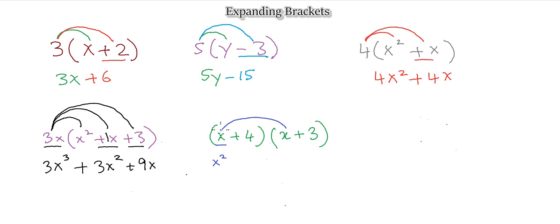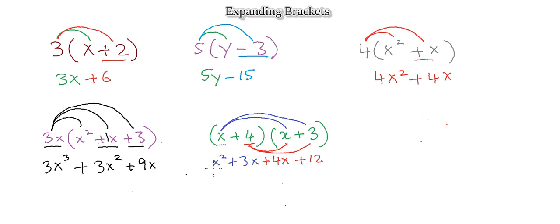X times x is x squared. Now x multiply with 3. Positive 3. So that's plus 3x. And now we got this 4. So now 4 we are going to multiply with everything in this bracket. So 4 times by x, that's plus 4x, since this is plus 4 times by plus x. And then 4 multiplied by 3. So 4 times by 3 is plus 12. So every time we've just multiplied everything in this bracket with everything in this bracket.